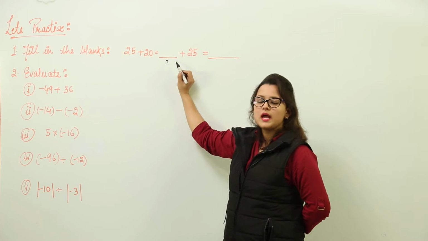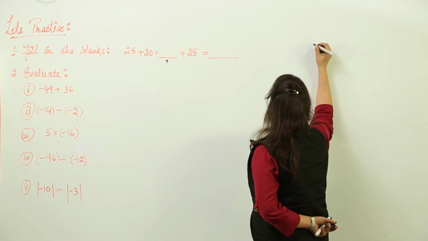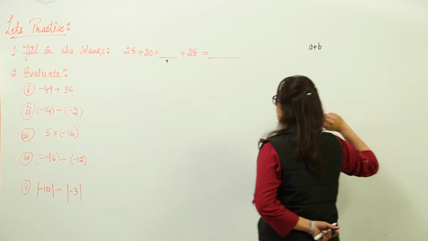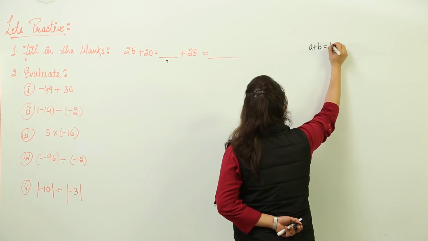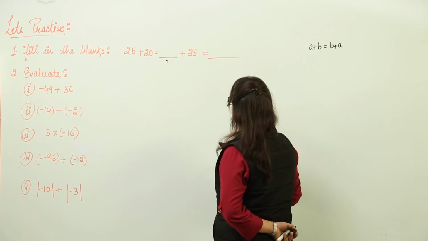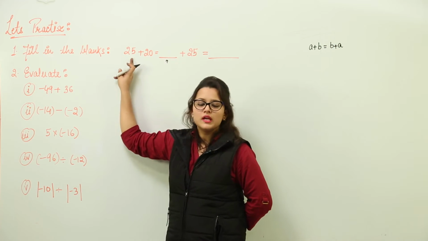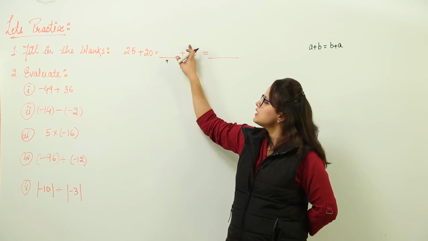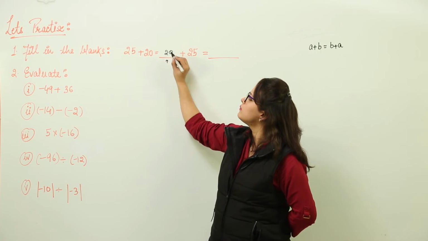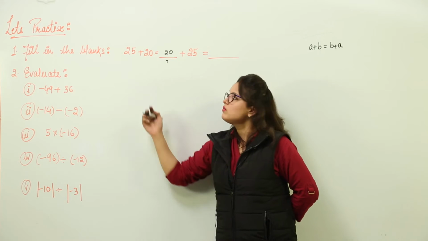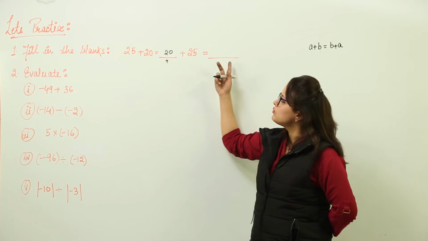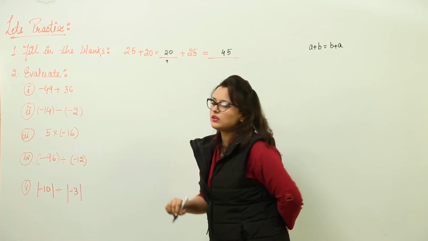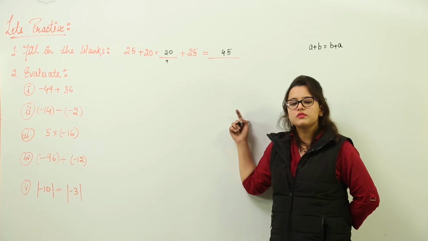As we have discussed earlier in the properties of addition, the commutative law tells us that a plus b is always equal to b plus a. That means here a is 25, b is 20. So what we can write? B plus a, that is 20 plus 25. Now both the additions would give us 45. Clear? So that is the first answer.